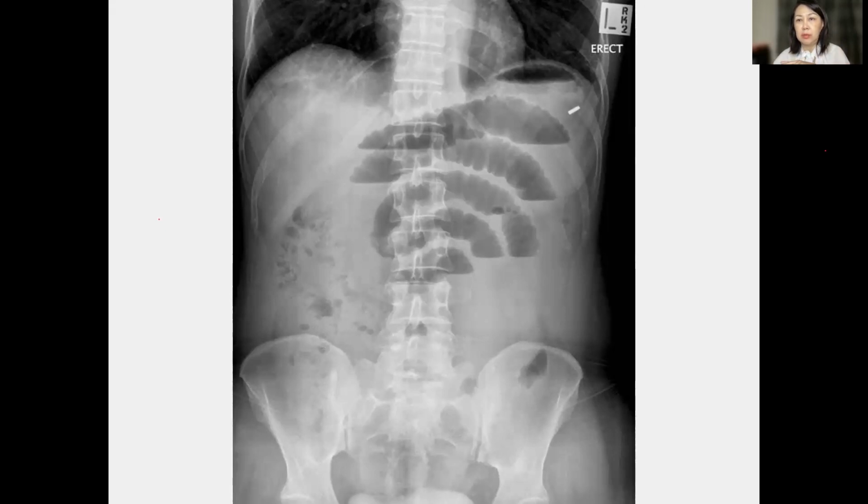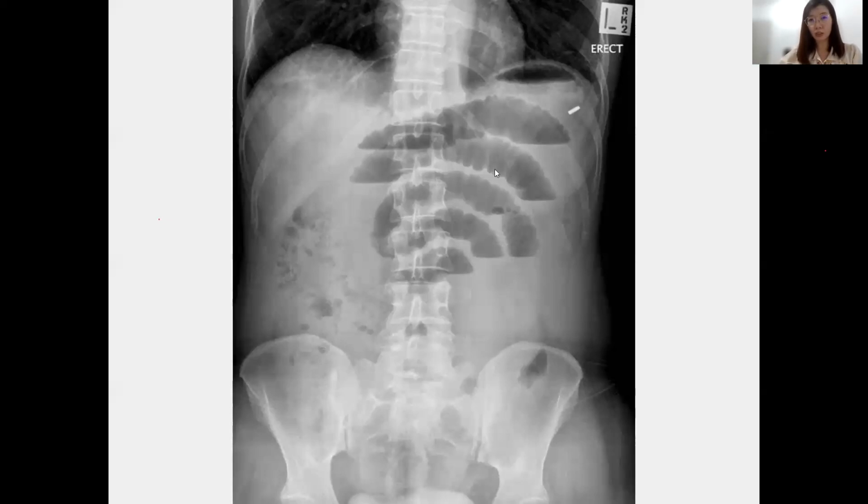Obstructed small bowel. Yes, stack of coin. Maybe we don't need to describe that. Yeah, this is small bowel obstruction.